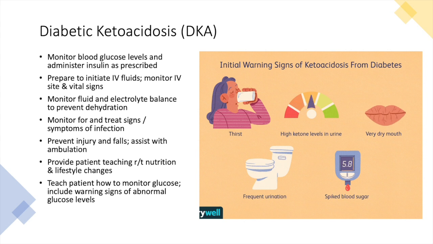Now, what I will say in terms of DKA, oftentimes there is an underlying trigger that is associated with it, for example, an infection. So monitoring vitals, especially assessing for fever and other signs of infection, is going to be necessary in this acute state of increased blood sugars.